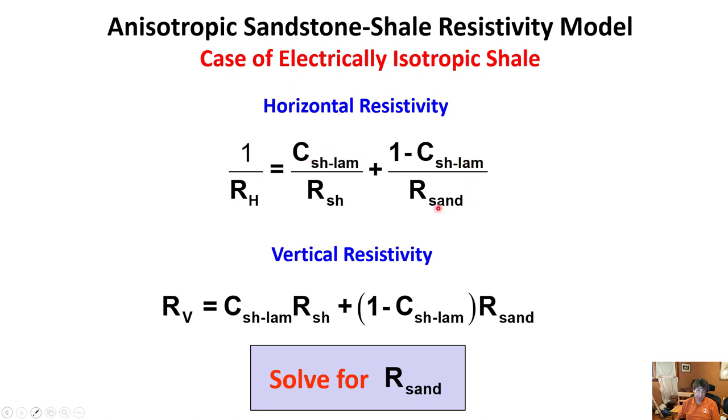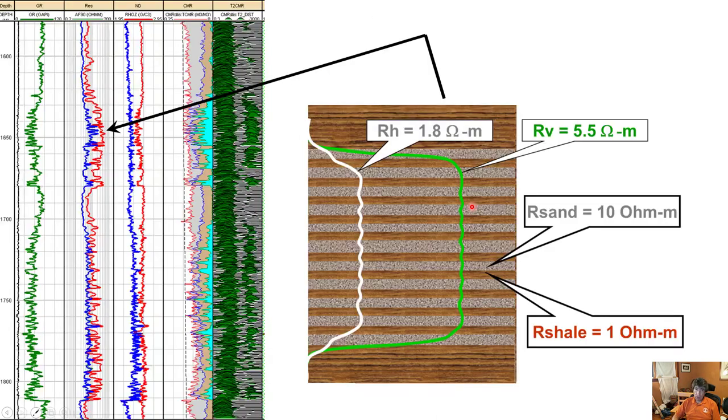For instance, the volumetric concentration of shale could be calculated from the gamma ray log, and then point by point, with these two equations solved simultaneously, you can estimate the resistivity of the shale and the resistivity of the sandstone. Or if you assume that the resistivity of the shale is known, then you can estimate the volumetric concentration of shale and the resistivity of sandstone. So you can apply this equation in any way you want.